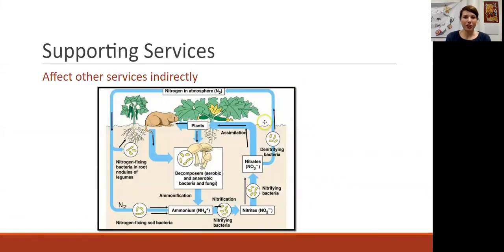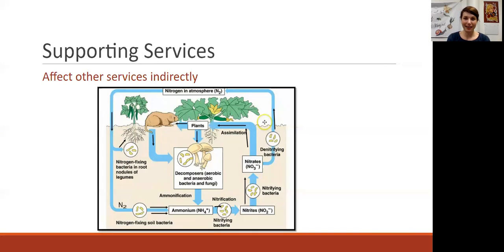So then we have our supporting services. These are all of the other things that go on within our ecosystems to just support everything. So for example, here we have our plants that we're going to eat. And in order for that to take place, we rely on a lot of other things to go on here.